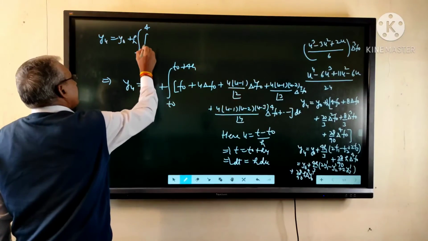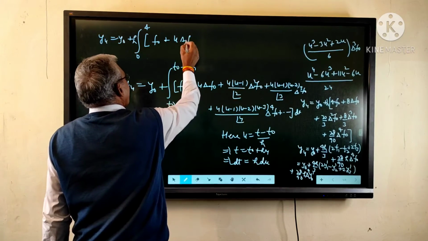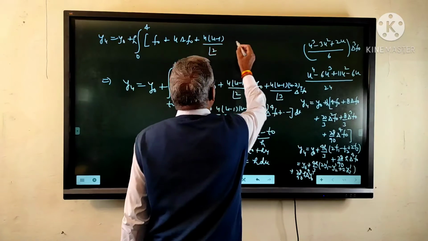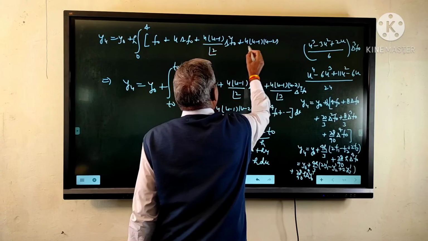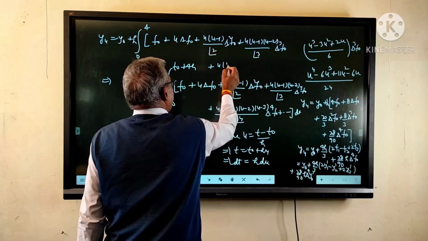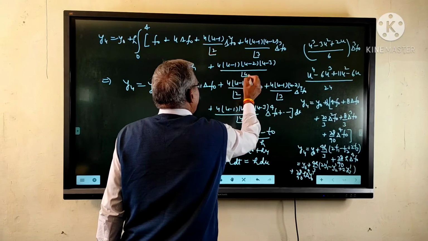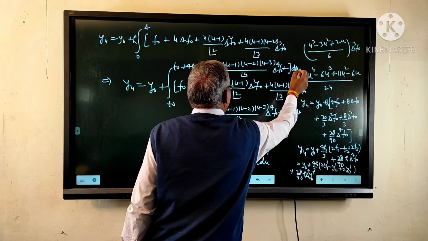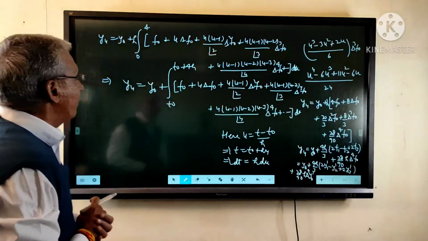So therefore this is f0 plus u del f0 plus u into u minus 1 upon factorial 2 del 2 f0 plus u into u minus 1, u minus 2 upon factorial 3 del 3 f0 plus u into u minus 1, u minus 2, u minus 3 upon factorial 4 del 4 f0, du. dt is h du. h is outside the integral.